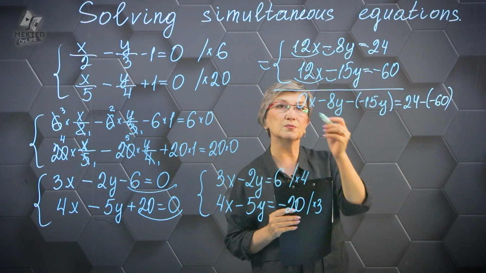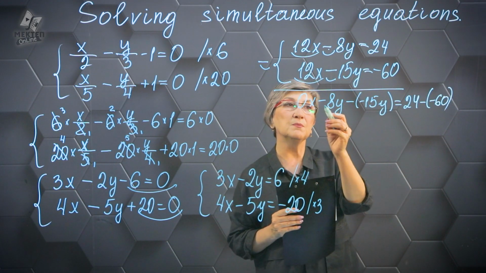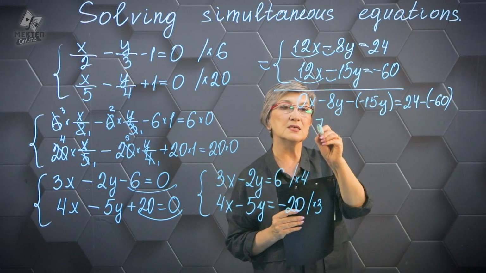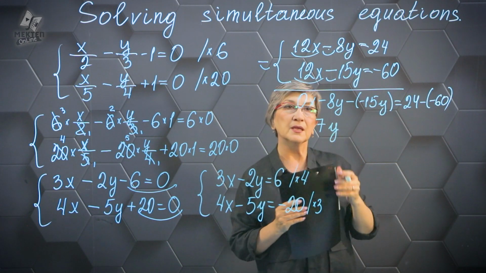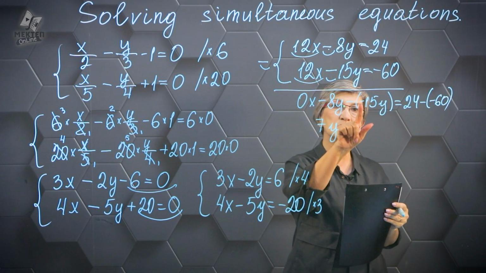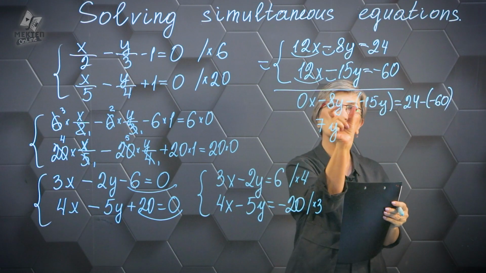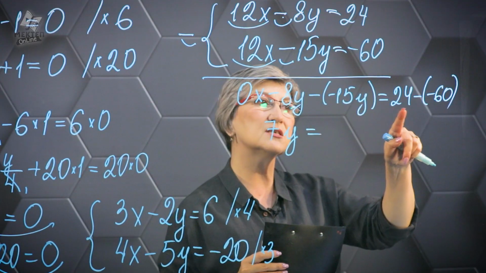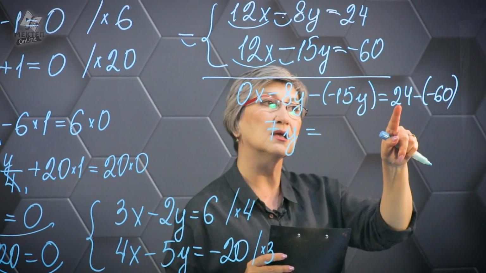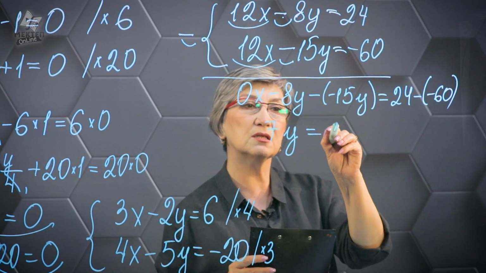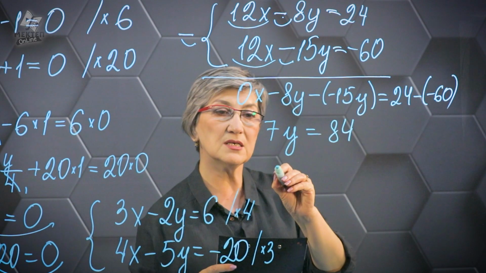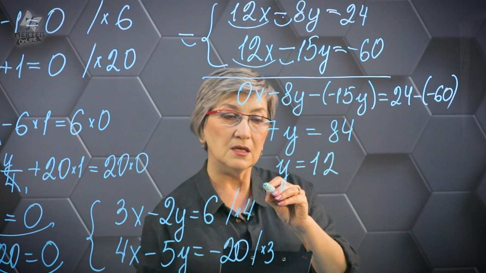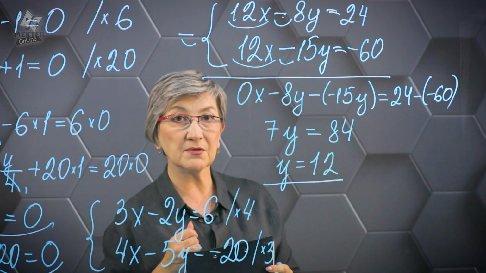What do we get? We don't write 0 times x. Minus 8 plus 15 will yield a positive result. It's 7. 24 minus negative 60 is 24 plus 60. This is 84. Thus, 7y equals 84. Dividing this by 7 results in y equals 12. And we found the first variable's value.